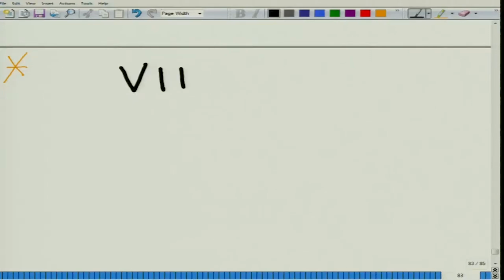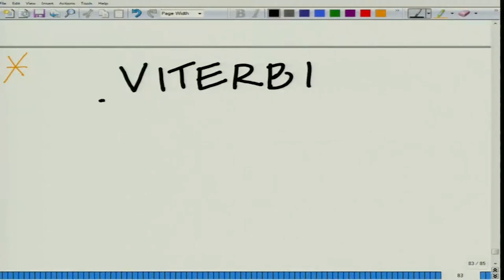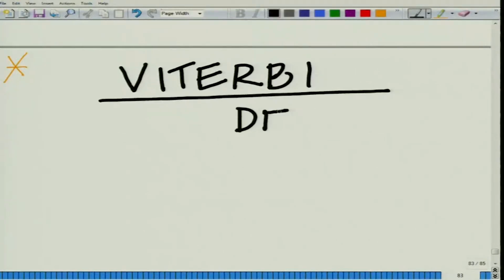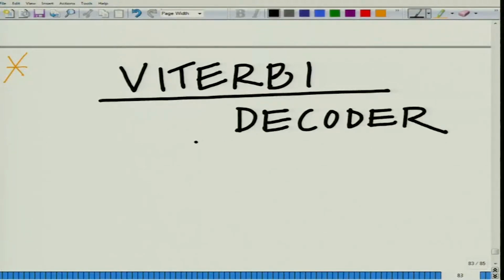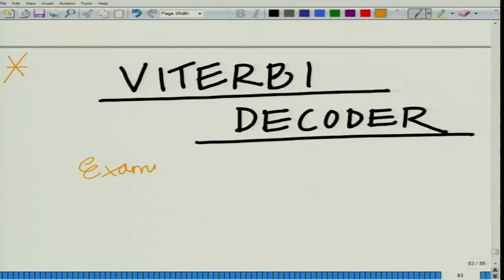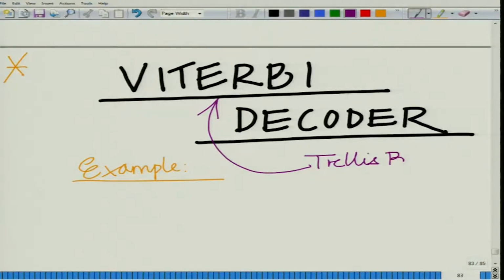Okay, so what we are going to look at is the Viterbi decoder for a convolutional code, which was proposed by Andrew Viterbi. And we are going to illustrate this through an example. Of course, it goes without saying this is a trellis based decoder. That is why we have been building up and emphasizing the importance of the trellis.